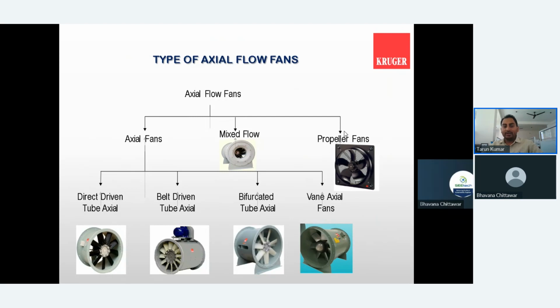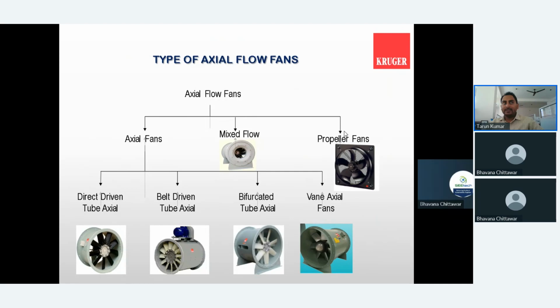There is the direct driven tube axial fan, then belt driven tube axial fan, then bifurcated tube axial fan, and vane axial fan. Further to that, we have upgraded one more model, the mixed flow fan, which is the combination of the axial as well as the centrifugal, and that too has a certain purpose and application. On that basis, we are using these kinds of fans. And in axial fan, there is one more segment, the propeller fan.